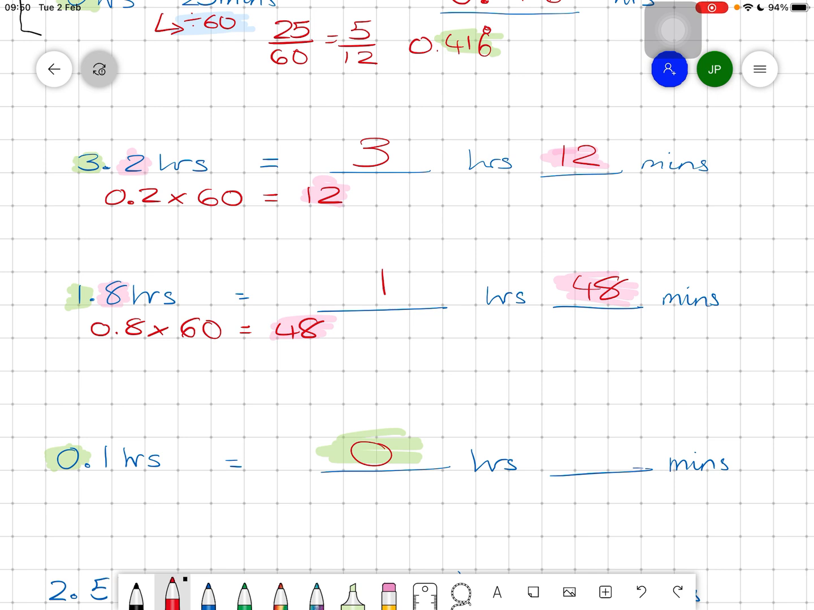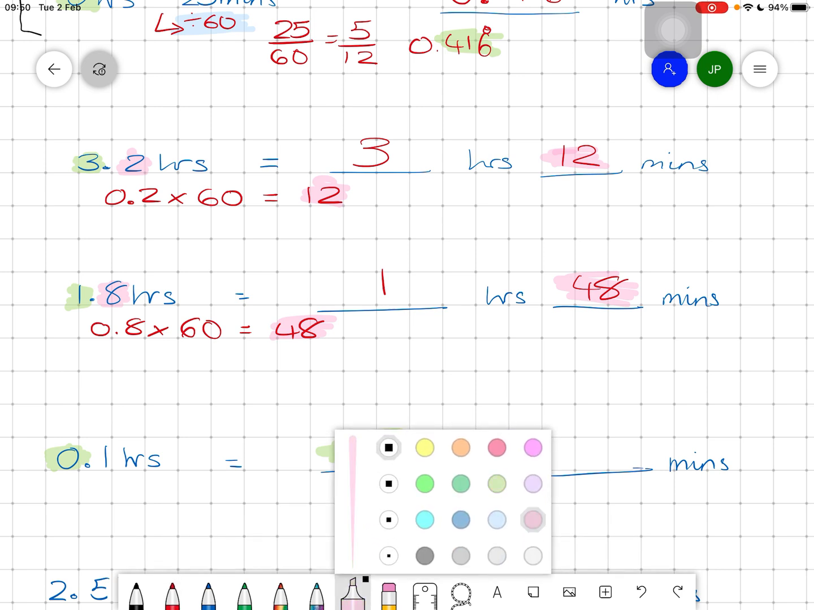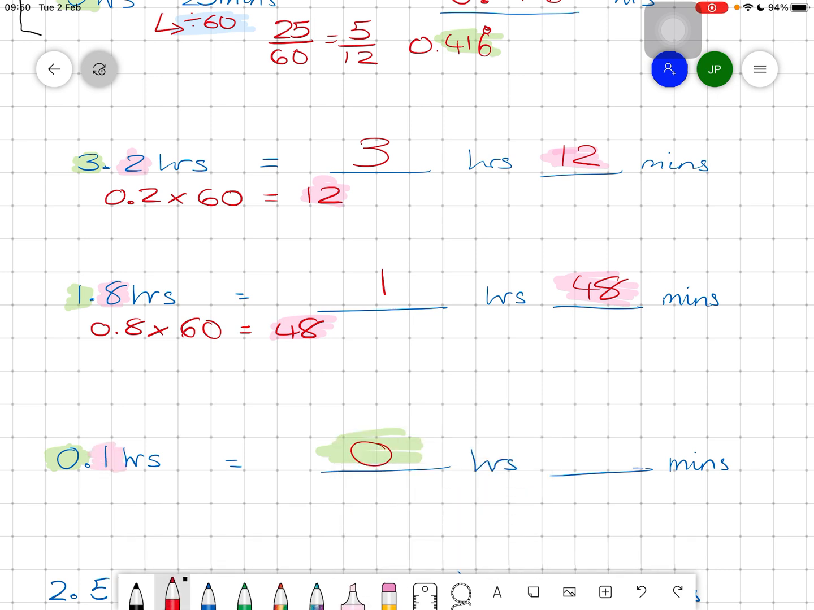I take my 0.1 of an hour, and I'm going to times it by 60, and that gives me 6. That 6 becomes my number of minutes, so I have 0 hours and 6 minutes. Now this could be really, really important, guys, with the work that we do with speed, distance and time. We can only ever calculate with the decimal hour, okay? Whenever we're doing times and dividing, we've got to use the decimal hour.